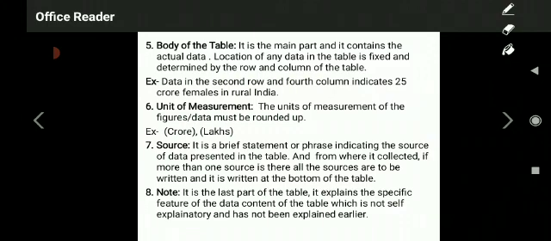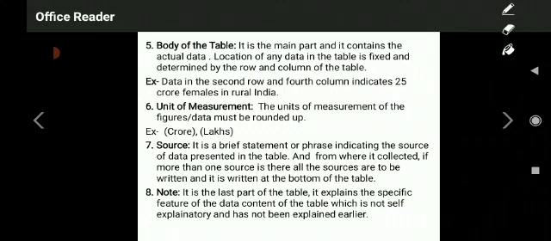Now coming to the next and last essential of a systematic table, that is the note. It is the last part of the table. It explains the specific feature of the data content of the table which is not self-explanatory and has not been explained earlier. It means whatever data we have collected, we have to make it clear if this data is not ours and was collected from others earlier. So in a note we have to make the data information very clear.